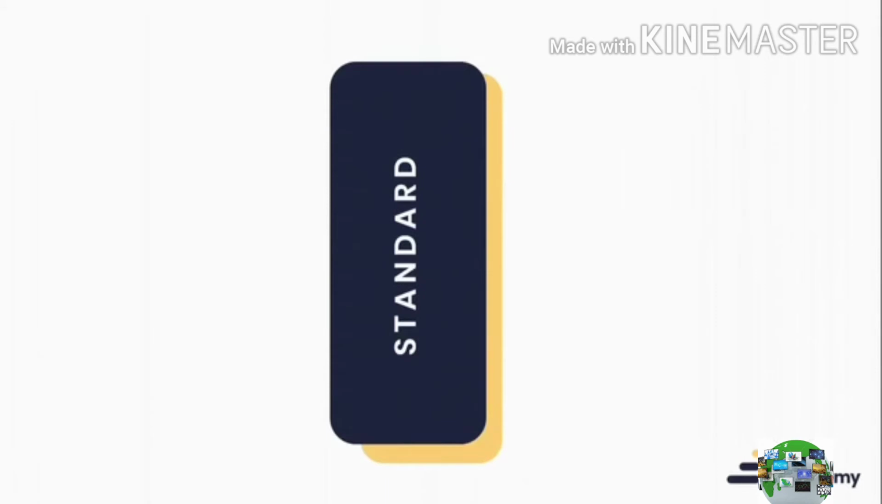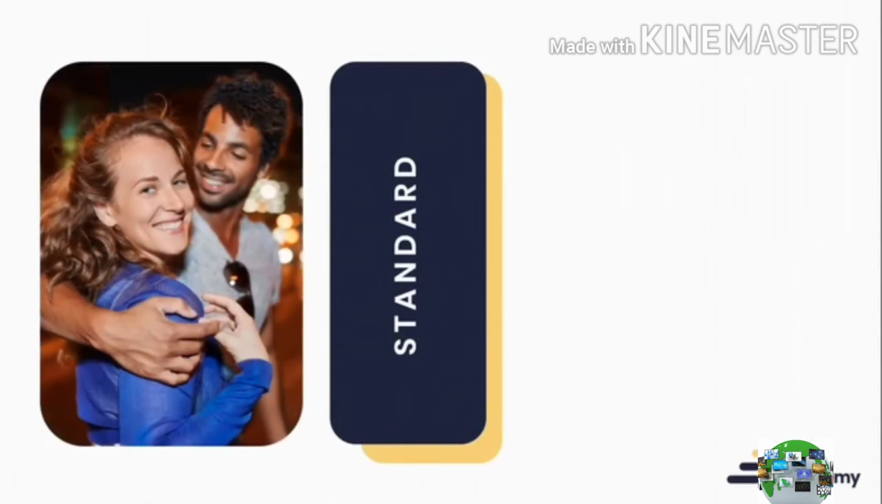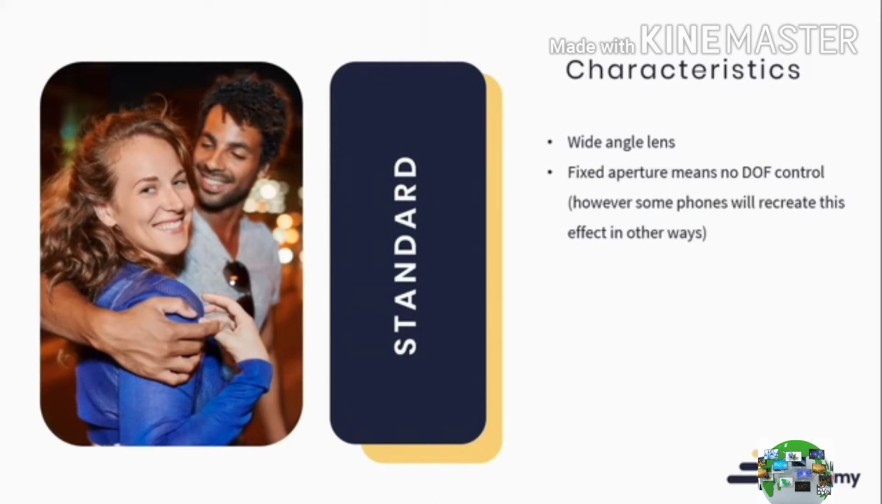So let's start off by having a look at our standard lens. This is the one that's going to be available to the majority of us out there. Our standard lens, designed for everyday photography. It is typically a wide angle lens, not as wide as our super wide lenses. Our fixed aperture, as we've well established at this stage, but we will be able to recreate that in some other ways. Great for landscapes and portraits and everyday photography.